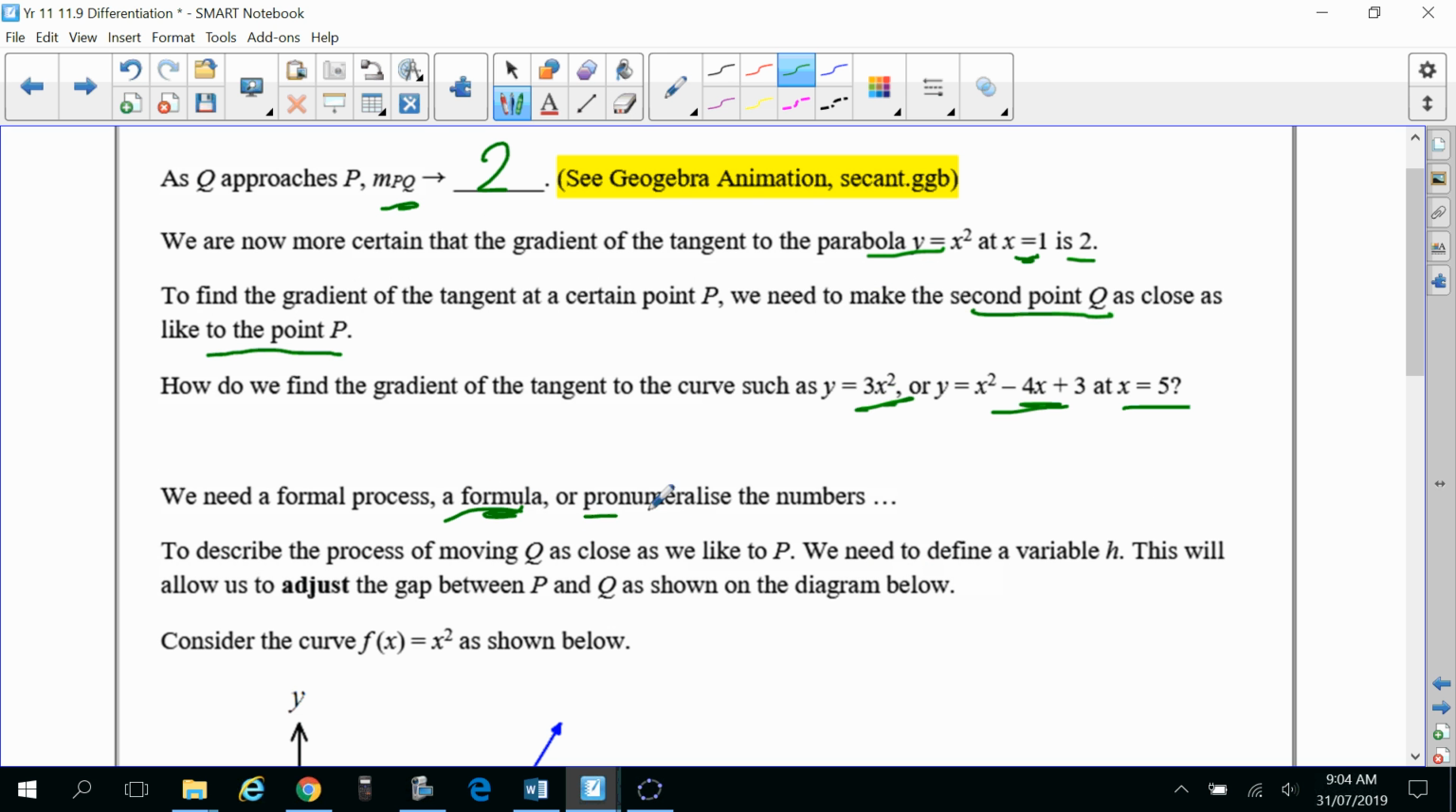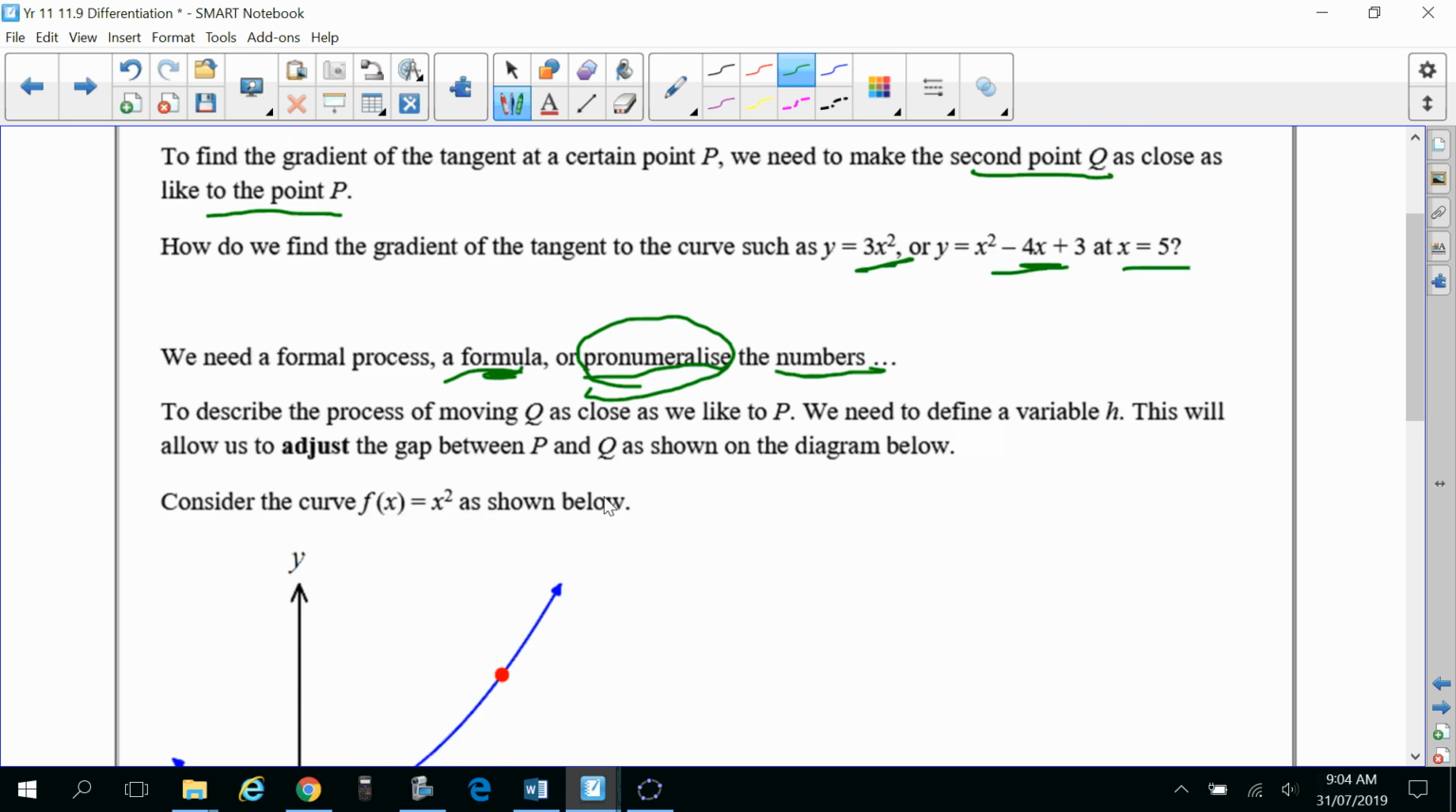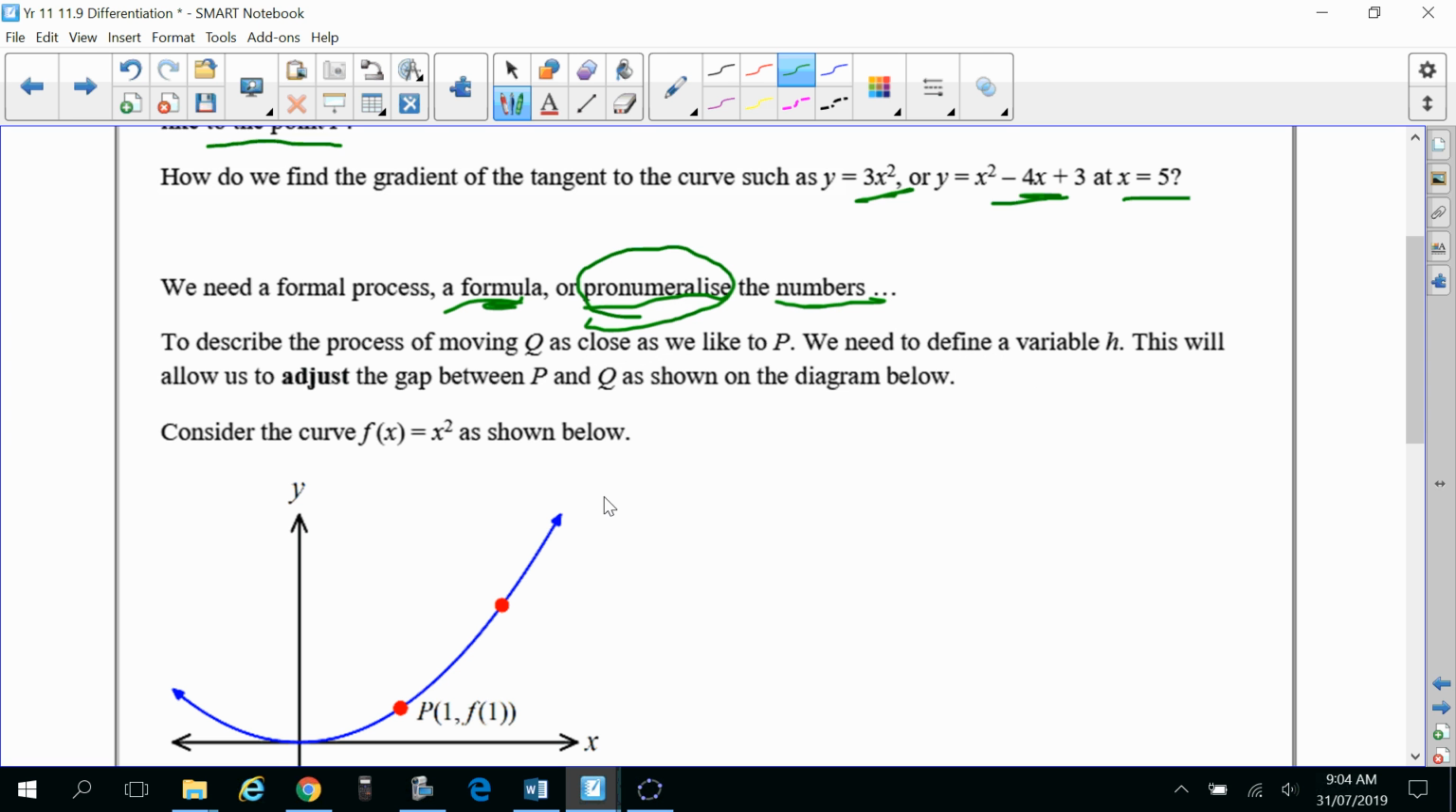So we need a more formalized procedure. In that case, we just parameterize the numbers. It's not a word I just made up. Instead of numbers, we use parameters. It's like programming. If you insert a parameter, you can vary the values. To describe the process of moving Q mathematically as close as we like to P, we need to define a new variable, which we call h. This will allow us to adjust the gap between P and Q, as shown in the diagram below.